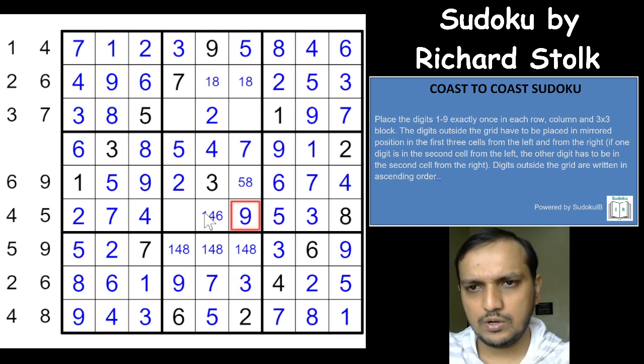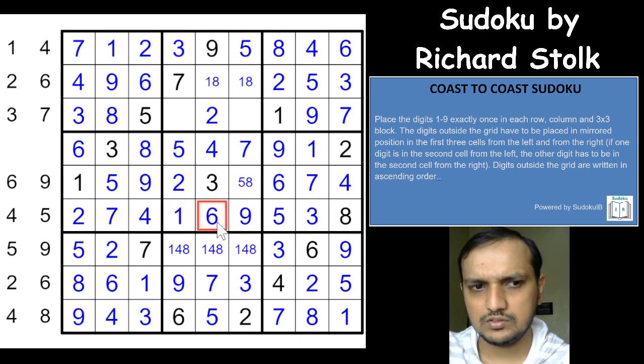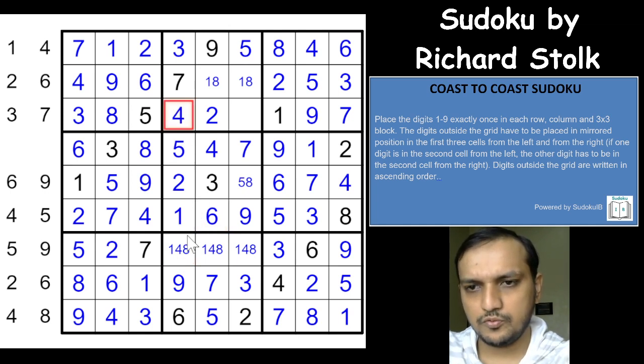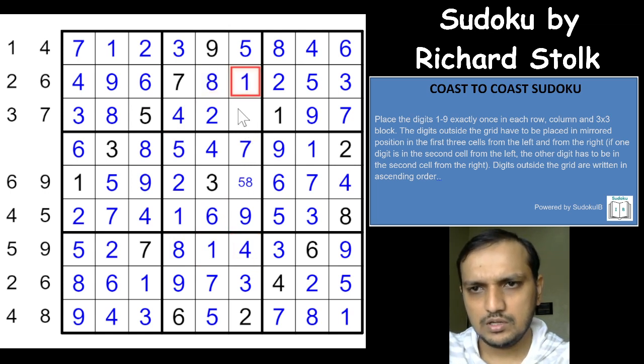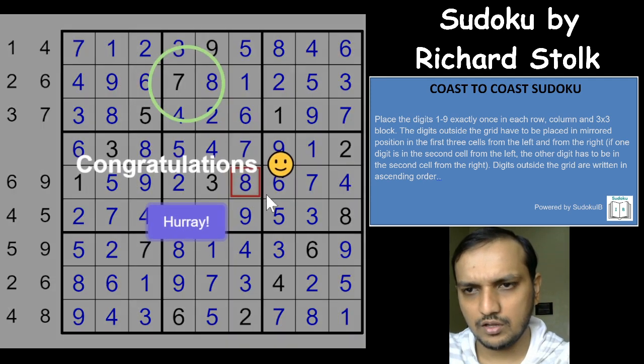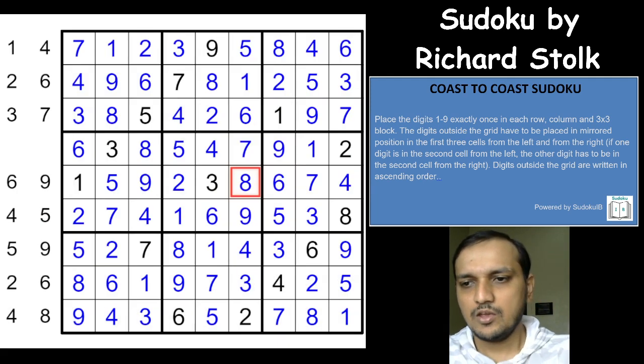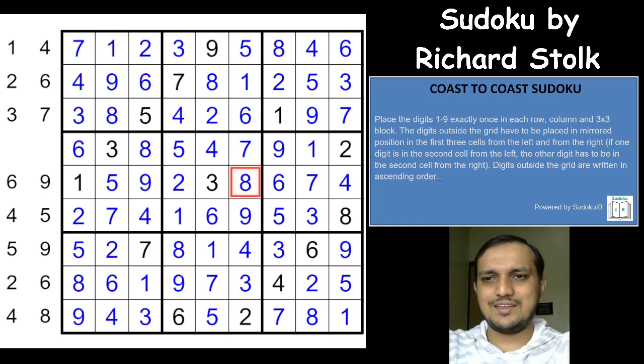That gives you 9, 1 and a 6 here. So this is 1 and a 6. That gives you 4, 8, 1 and a 4, 8 and a 1, and the remaining digit is 6 here. That gives you a 8 here. Amazing. What an excellent Sudoku by Richard Stolk.